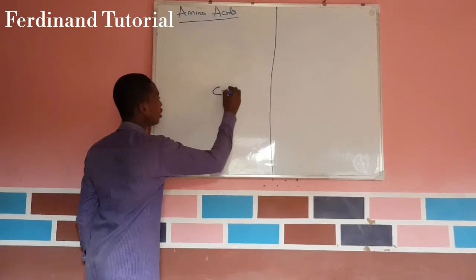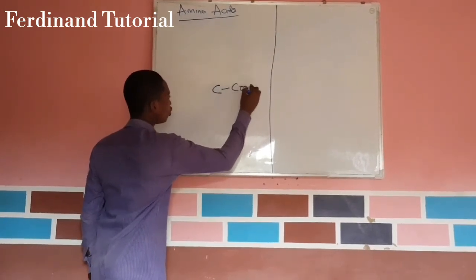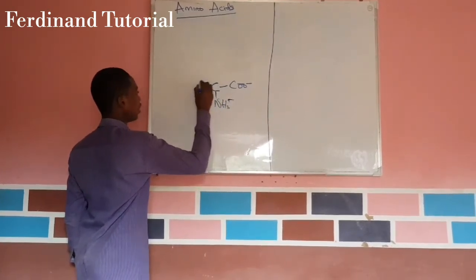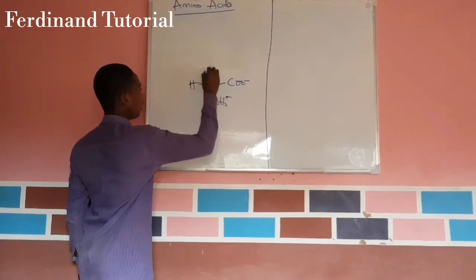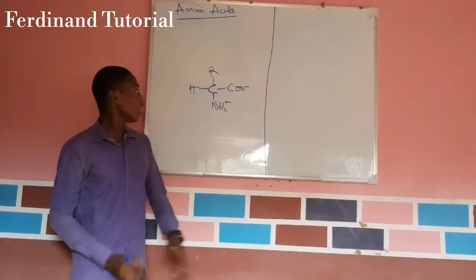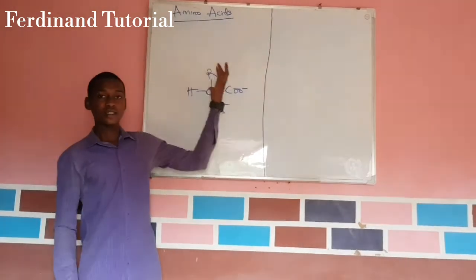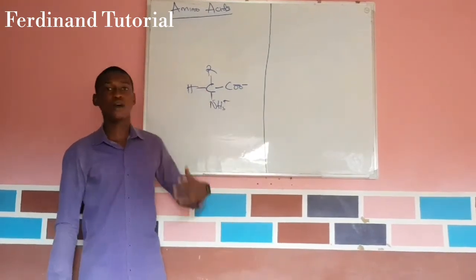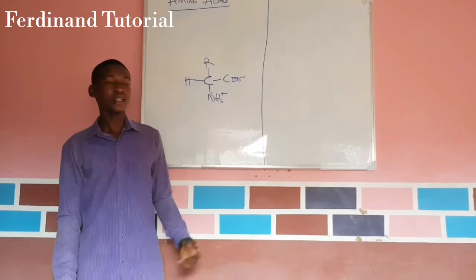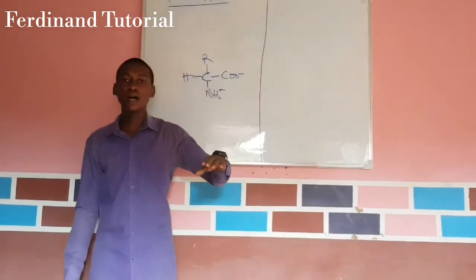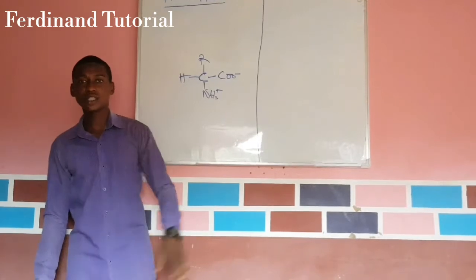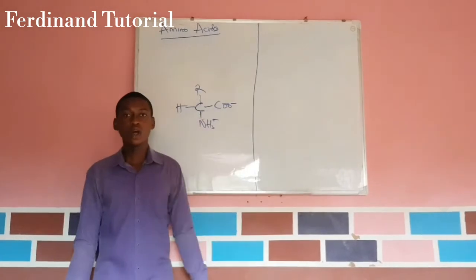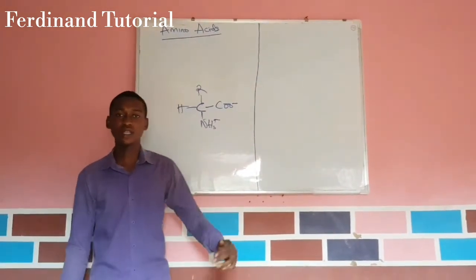If we have C, we have COO minus, we have NH3 plus, we have H, and we have R. Now this R varies. This R changes as a result of the different amino acid that comes in. This R is what determines whether an amino acid is acidic, basic, aromatic, or contains a hydroxylic side chain.